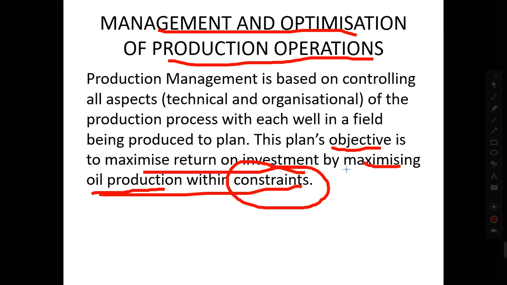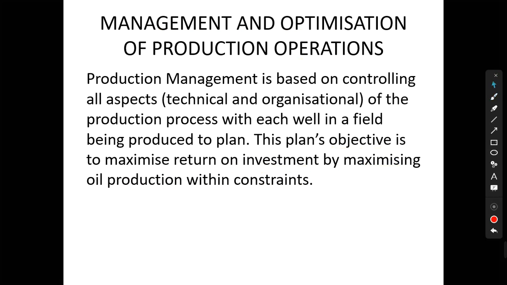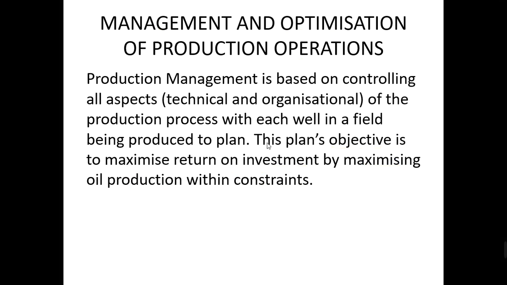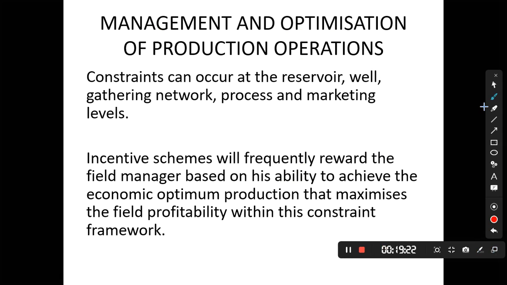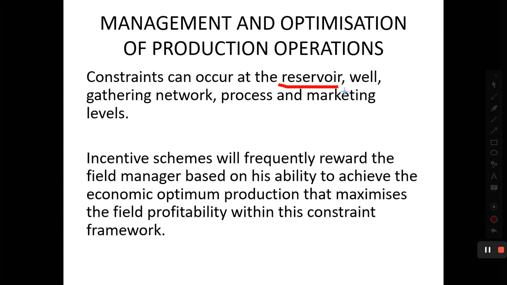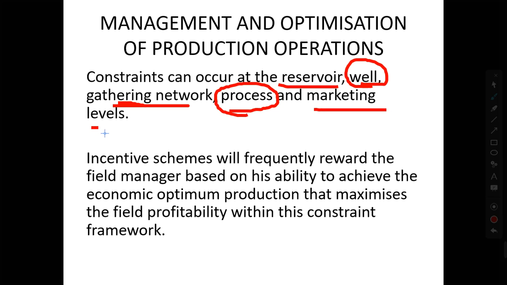So whatever limitations you have, you want to maximize oil production, and whatever money you have invested, you want to bring the maximum out of it. These constraints and limitations can occur in the reservoir, for example flow assurance problems like asphaltene and wax; in wells; or in gathering networks, where maybe your pipelines are small, or you don't have enough processing facilities, let's say for gas, or you cannot sell your LPG because of the landlocked situation.